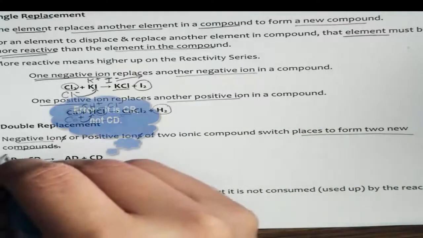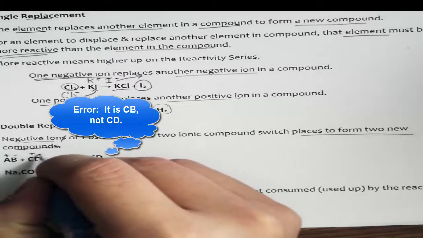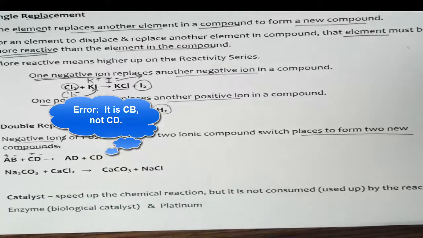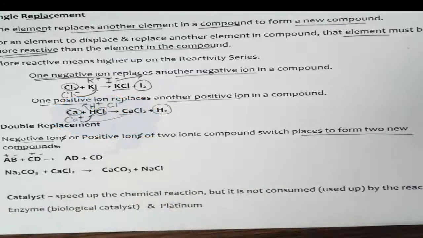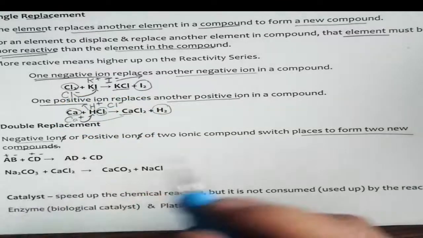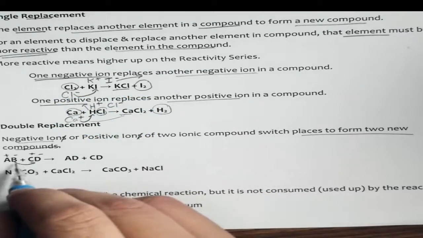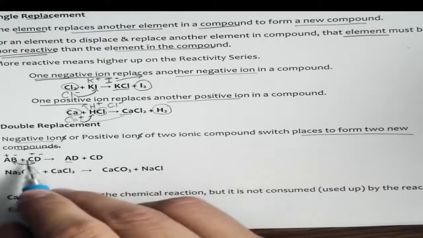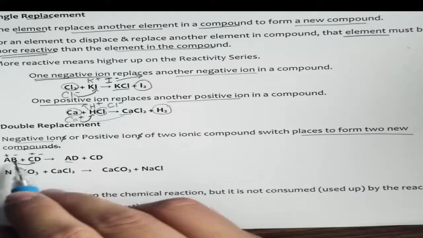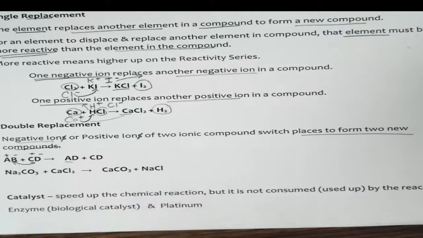For instance, if I say A is positive, B is negative, C is positive, and D is negative, what happened? I either switch the positive with the positive or the negative with the negative. In this case, what do we have? We have D right here is negative. It's switching with B. So what we have here is A and D, and C and B, because the B and the D switch, because they're both negative.